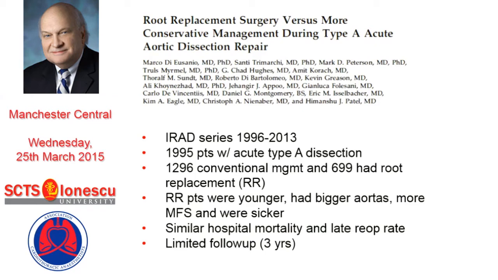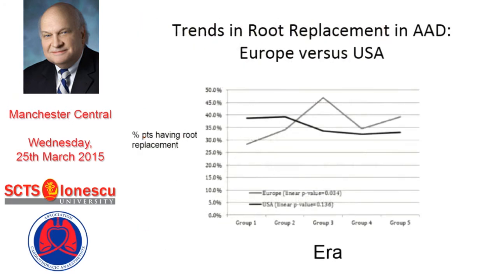So I think we're developing a consensus. That's probably about the right ratio in one's practice. The patients who did have root replacements were younger, they had bigger aortas, more Marfan syndrome, and were sicker. But I think all we can say is, in the hands of experienced centers and good surgeons, the additional risk of replacing the root is still small, but that's a big if. And it's not clear that the benefit is extended to all.